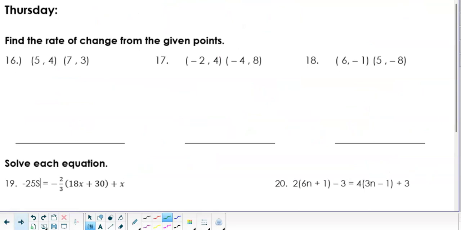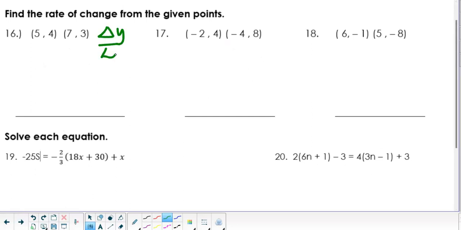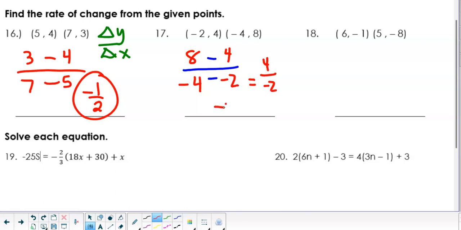The last section asks you to find the rate of change from the given points, and rate of change is found by calculating the change in the y divided by the change in the x. Our y values are 3 and 4, and our x values are 7 and 5. That results in a negative 1 over 2. Number 17, our subtraction fraction will be filled with 8 minus 4 over negative 4 minus negative 2. Watch your signs and use a calculator if you need to. Reduce if possible.